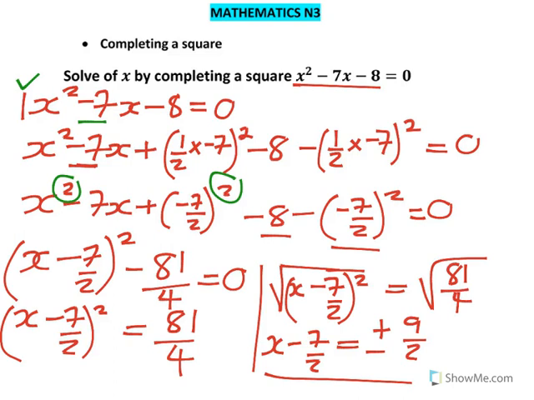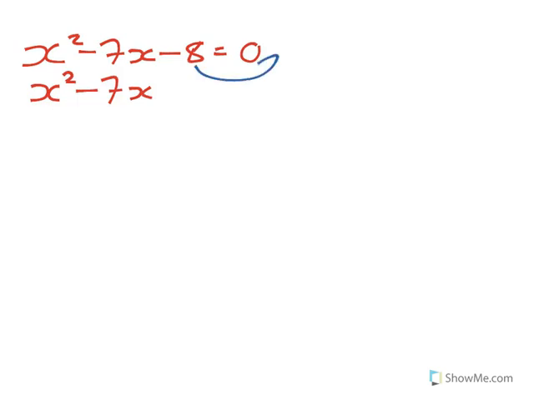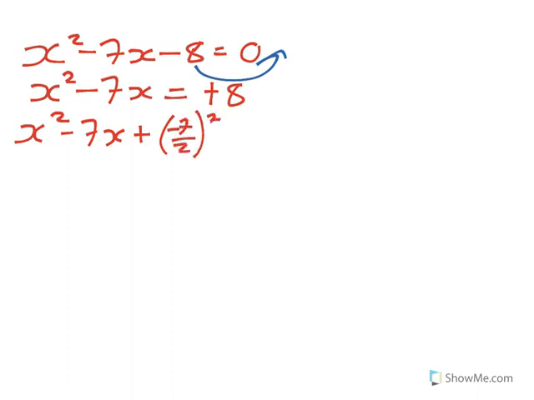I want to quickly show you the other alternative that you could have done. Remember, it's x squared minus 7x minus 8. This is the other alternative, is equal to 0. You can say x squared minus 7x, you make the 8 jump, it will become equal to positive 8. You do the same thing we did, x squared minus 7x plus half the coefficient of x squared like previously, but now you say equal to 8 plus negative 7 over 2 squared.